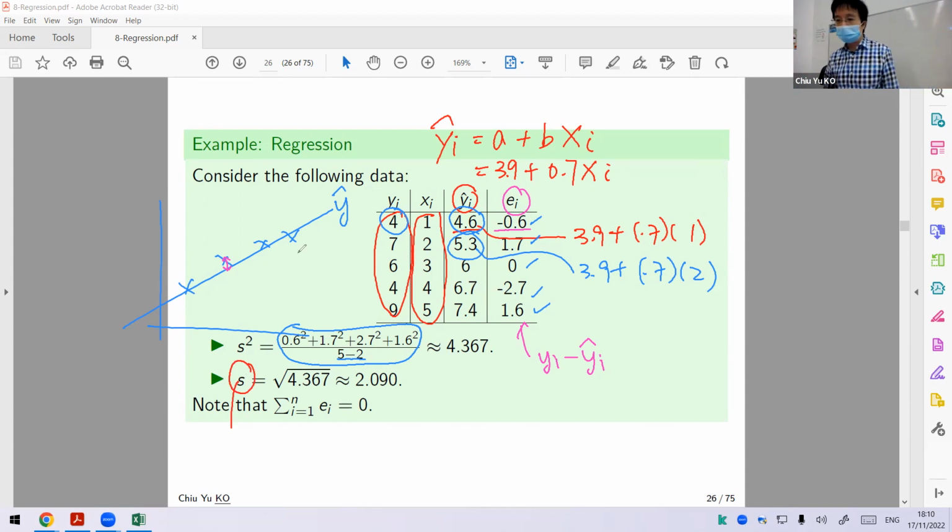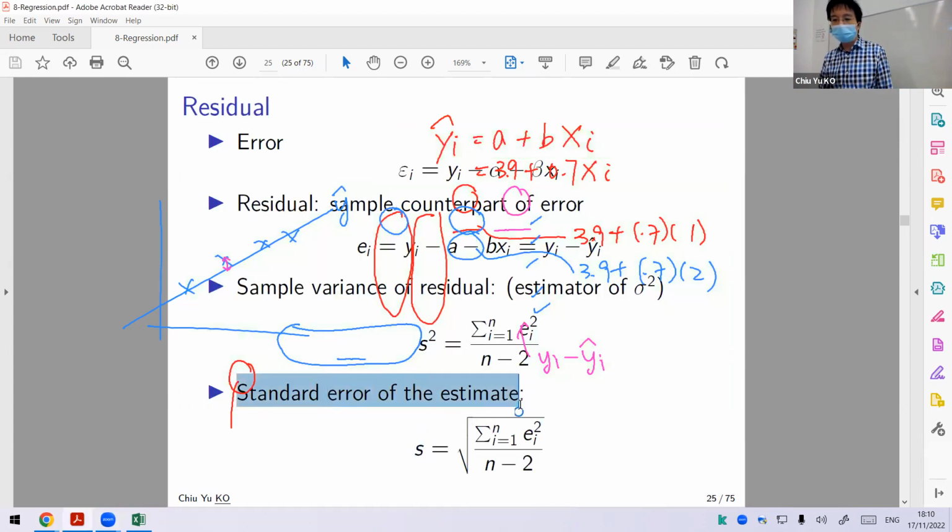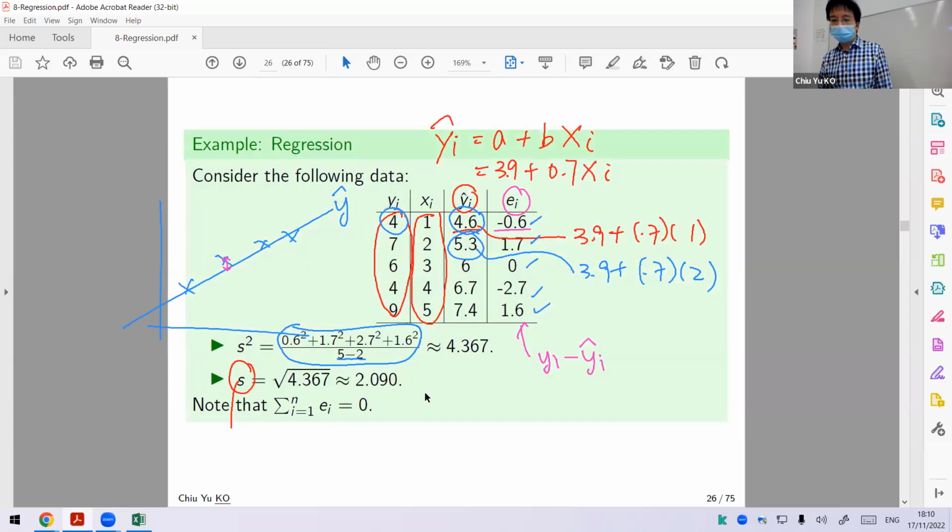If you go back to the last line, there's an important name to this one. It's called the standard error of estimate. It's the square root of that one. And as I promised you, the average of e is actually 0, because the sum of them is 0. But that should not be surprising. This is how you can estimate sigma square. Is there any question?